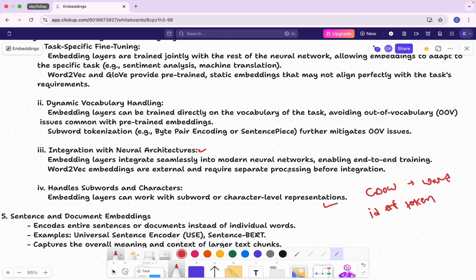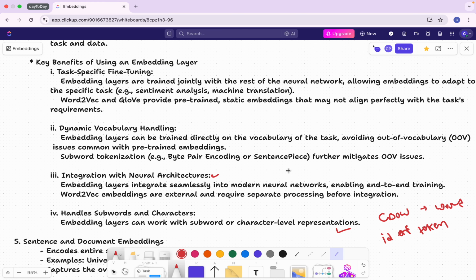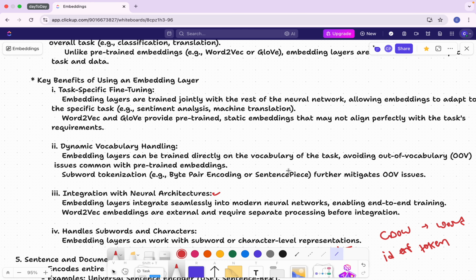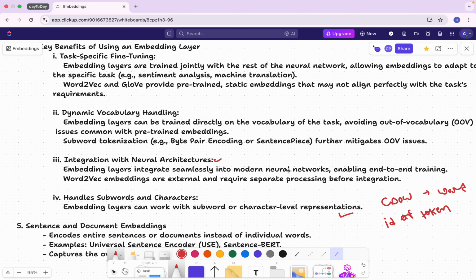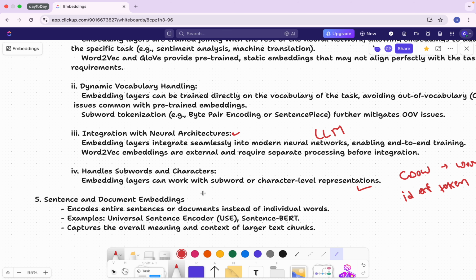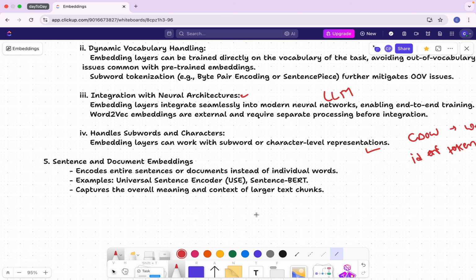So that's why this is the best technique to use for embedding, and this is the technique which is used in the transformer architecture and LLMs. They are using an embedding layer itself, which is the second layer. First we have the tokenization, then we use the embedding layer.